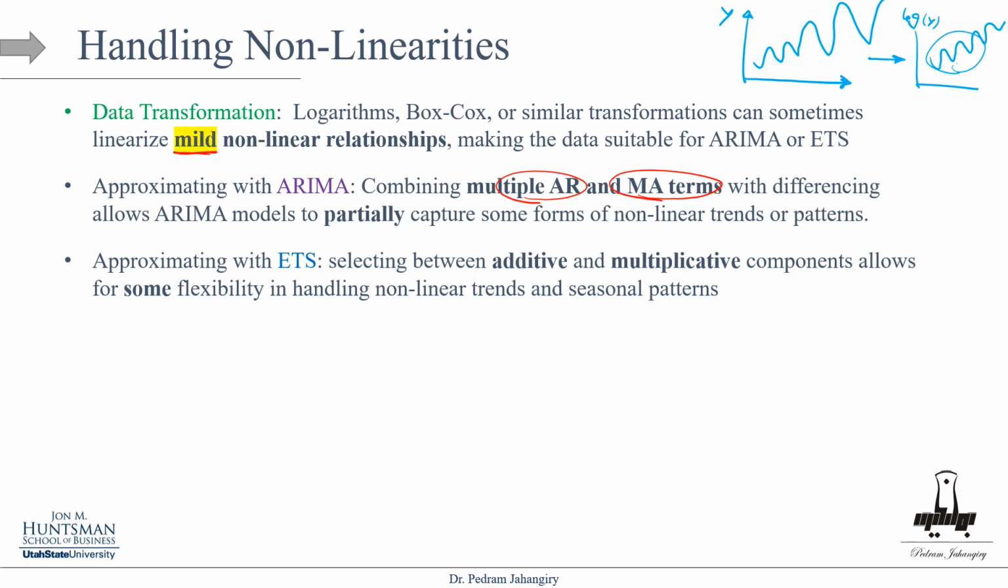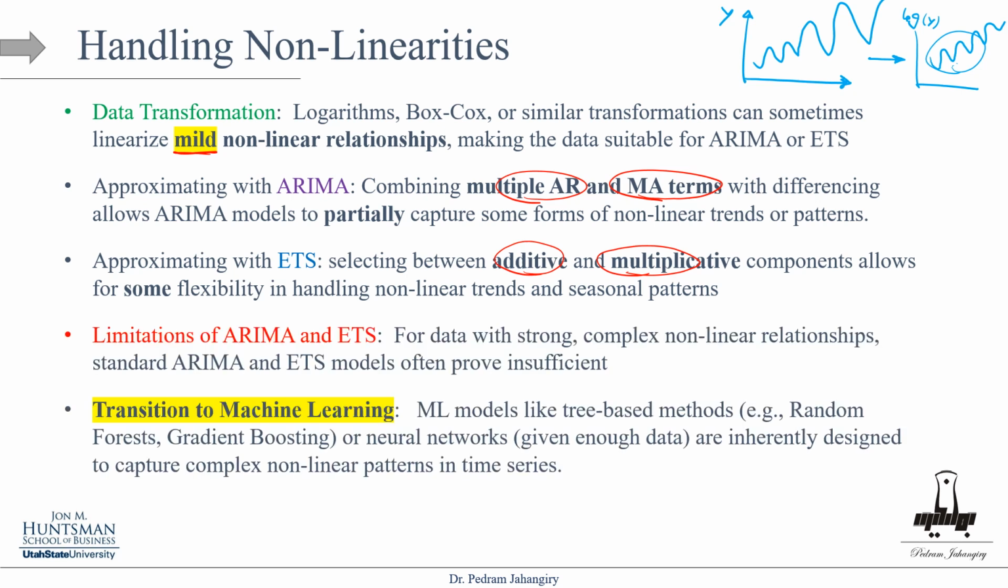How does ETS do it? ETS does it by adding multiplicative or additive components to the model to add some flexibility to handle nonlinearity, right? So remember, in the ETS module, we also showed that, for example, if this is increasing, why don't you add multiplicative seasonality to handle that, right? But the problem is that if you go beyond that, if your dataset is showing some strange nonlinear pattern, then ETS, ARIMA, econometrics by construction is limited. It cannot handle that strong nonlinearity.